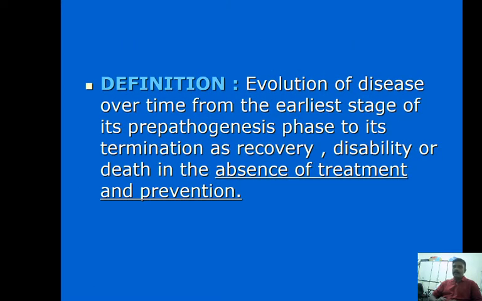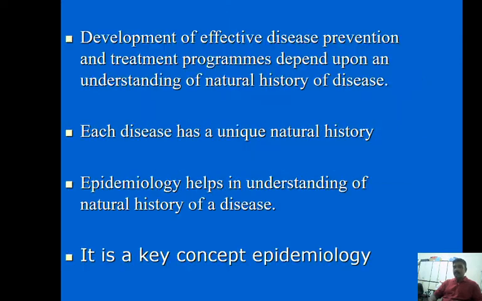So natural history of disease basically is the evolution of disease over time, from the earliest stage of its pre-pathogenesis phase to its termination as recovery, disability, or death, in the absence of treatment or prevention. This is the natural history. Every disease has a pre-pathogenesis phase, then it goes into a symptomatic phase, then there is recovery, either full recovery, or disability, or death, especially in the absence of treatment or prevention.